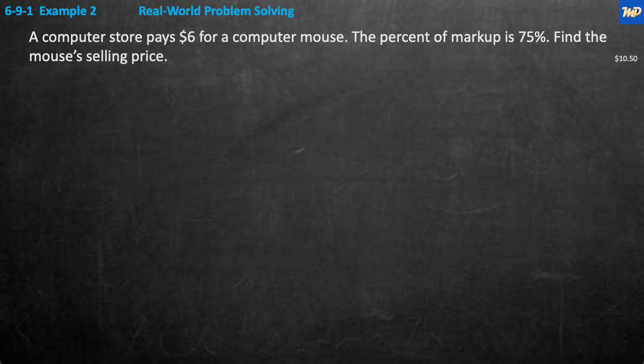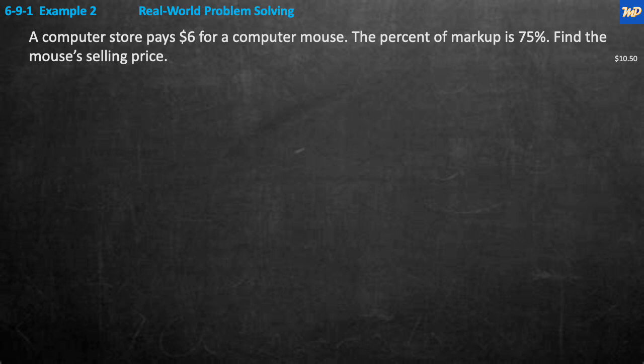Example 2, it's a real world problem. A computer store pays $6 for a computer mouse. The percent of markup is 75%. Find the mouse's selling price. Oh, that's a little bit different, right? We know we want to find the markup and then find the selling price. So first we're going to find the markup. I would say it might be a two-step problem. So let's give it a whirl.